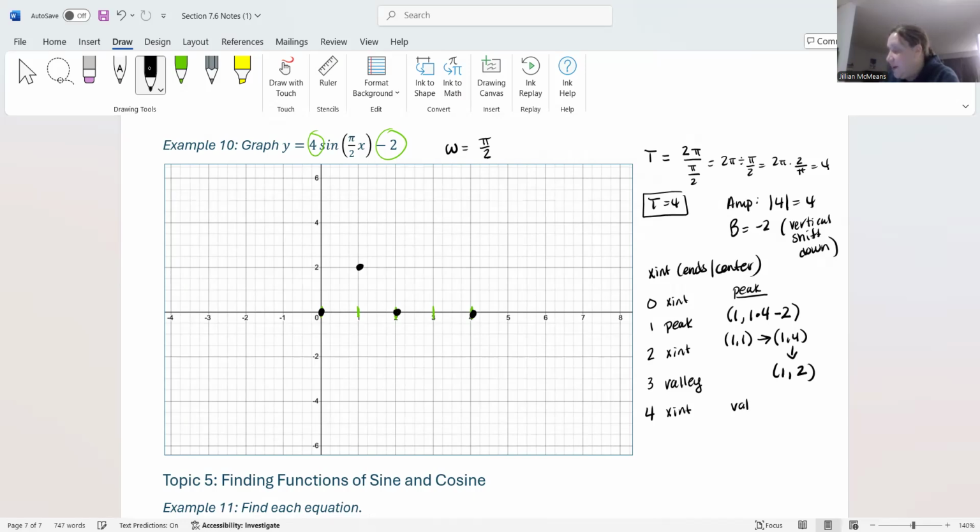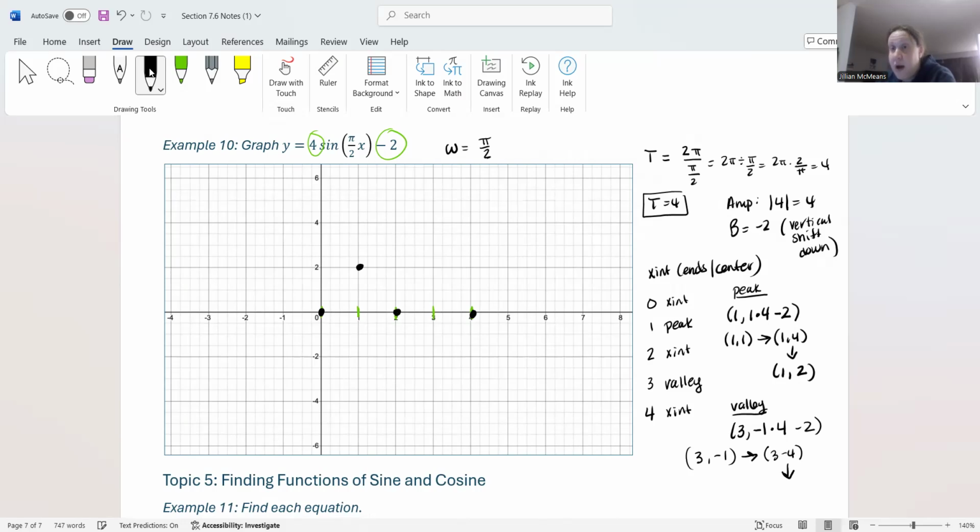Now for the valley, that's our min. We would have had this occur at x equals 3. Now remember, ordinarily a valley, or the min on sine, is -1, okay? So my original y-coordinate would have been -1. I now need to multiply it by A and then subtract 2. So let's see what those points would have looked like. I would have ordinarily had 3, -1. But then when I multiply that by 4, I get 3, -4.